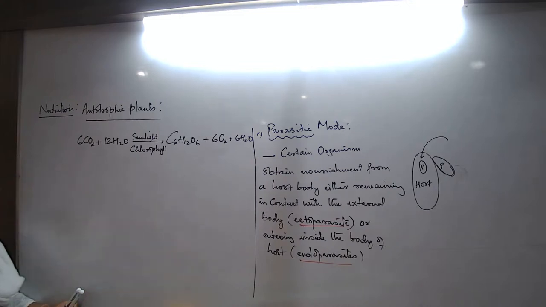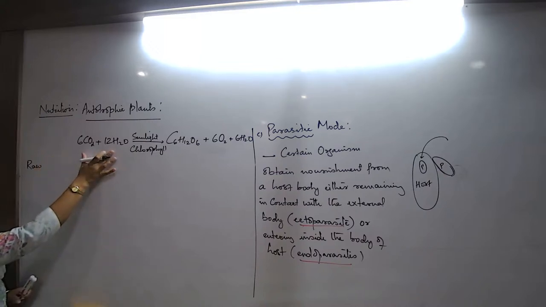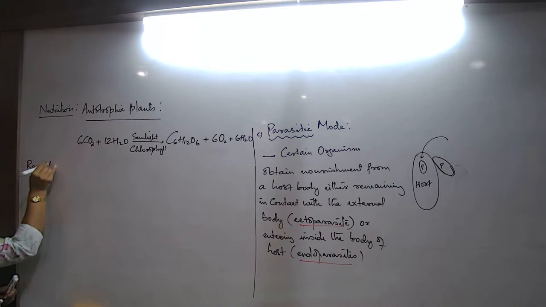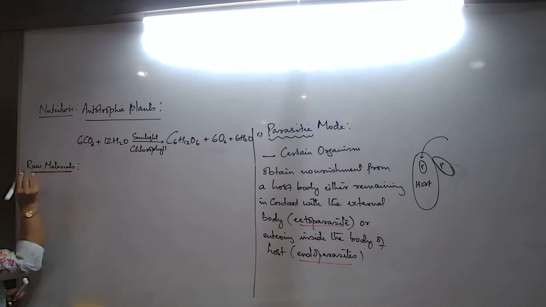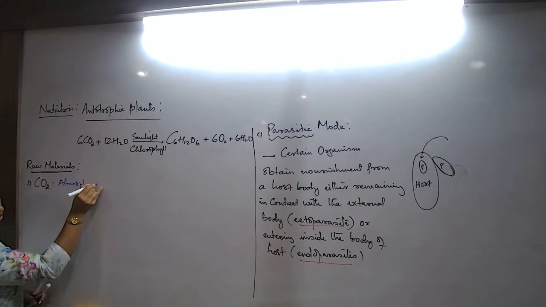Now, since we are talking about photosynthesis, we are supposed to understand many more aspects of it. First, let us understand the raw materials of this process. Raw materials means the substances which are necessary. What are the raw materials that you can see on the left side of the equation? The first raw material is carbon dioxide. Can you tell me from where the plant gets the carbon dioxide? From the atmosphere. What type of structures generally help them?